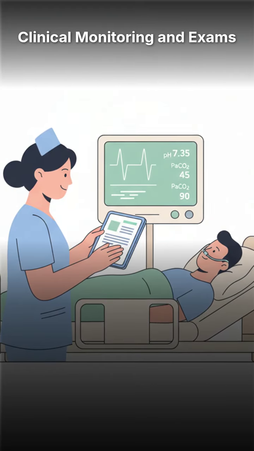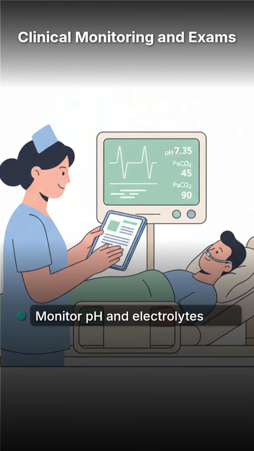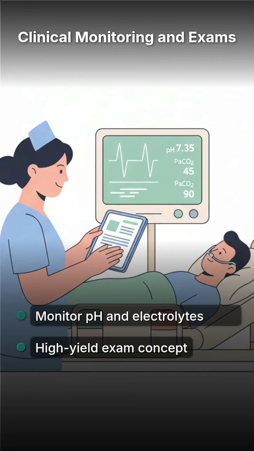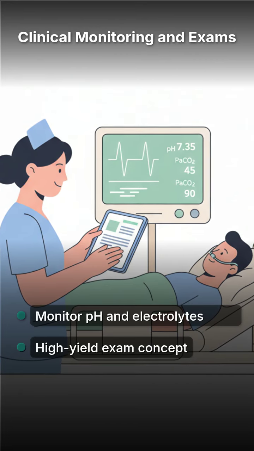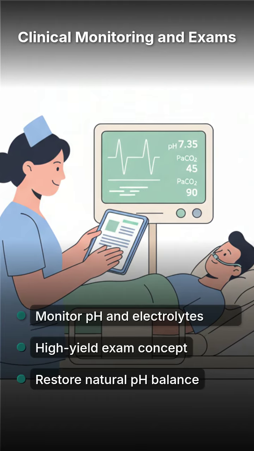Nurses must monitor electrolyte levels and pH trends frequently when patients have severe GI output to prevent complications. This pattern is a high-yield topic, frequently tested on licensure exams and clinical certifications. Identifying the primary cause of the imbalance is the first step in restoring the body's natural pH.